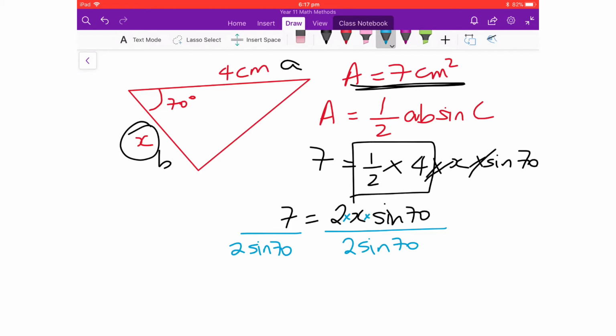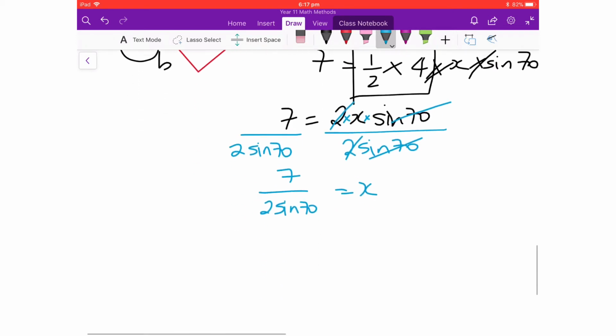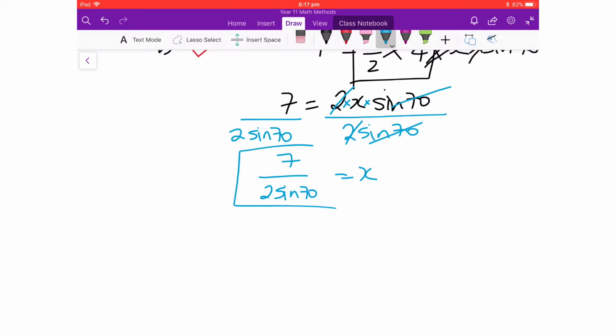Now you're thinking, well, I've got this now, what am I going to do? I'm going to cancel out a few things. That 2 over 2 simplifies to 1, and sine 70 divided by sine 70 is equal to 1. I'm actually going to get 7 over 2 sine 70 is equal to X. Here we go, now we're up to the good stuff. You're going to put that into your calculator and find the value of it. I'm going to do that now on my own calculator off screen: 7 divided by 2 times sine 70. I'm going to put that in.